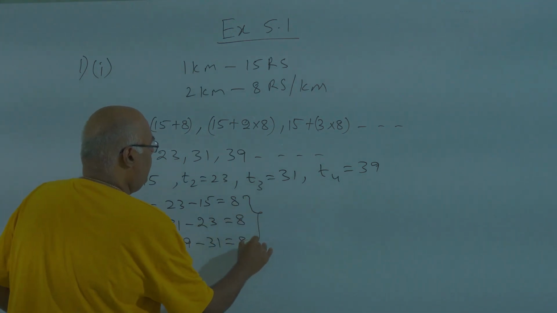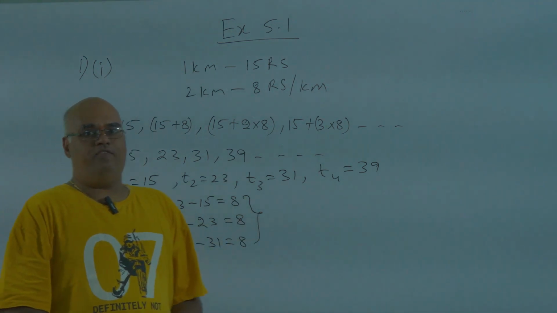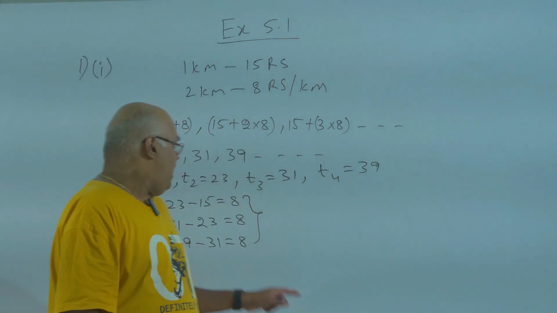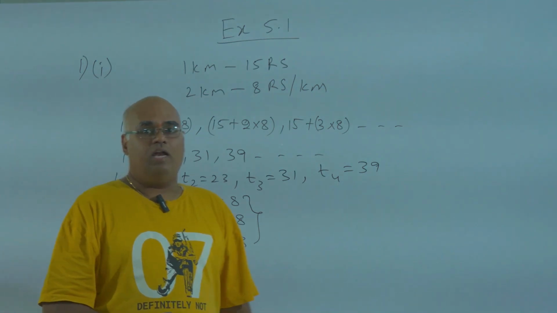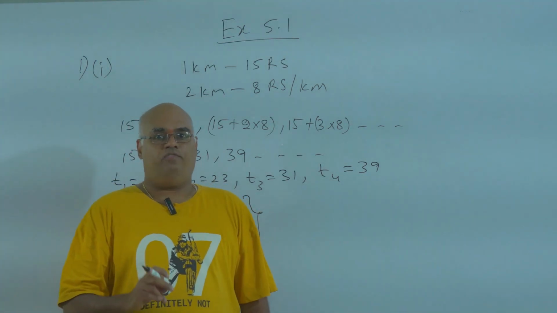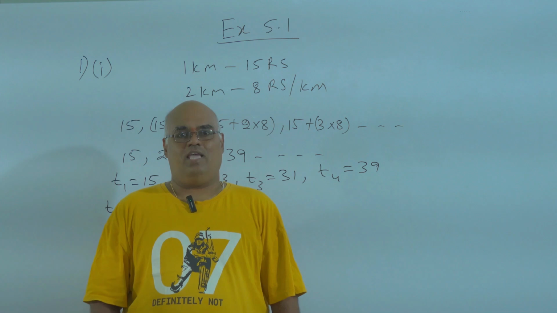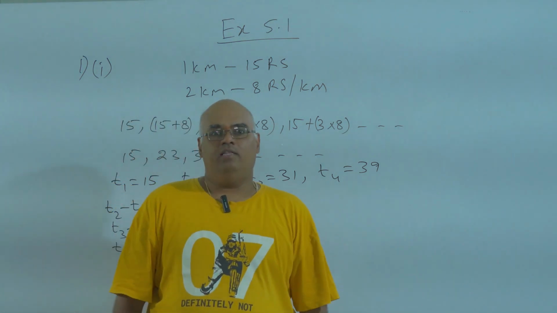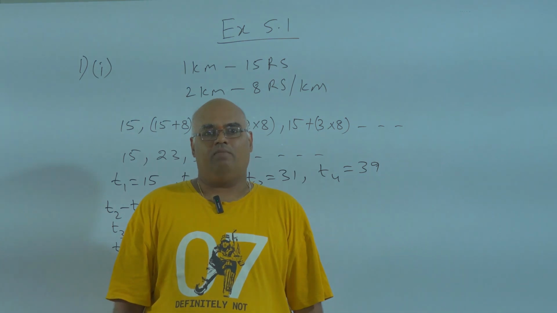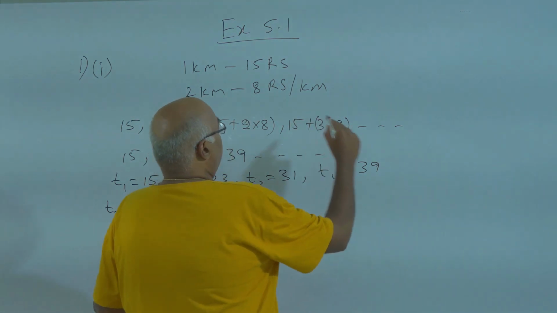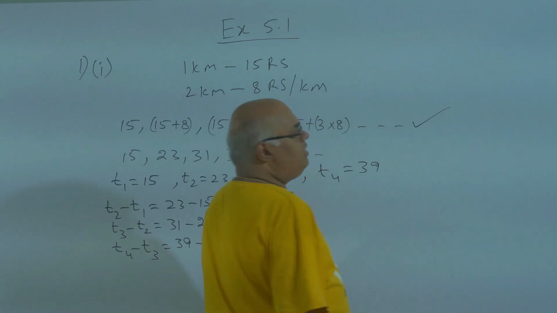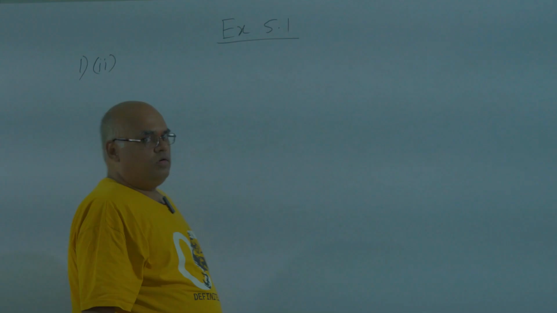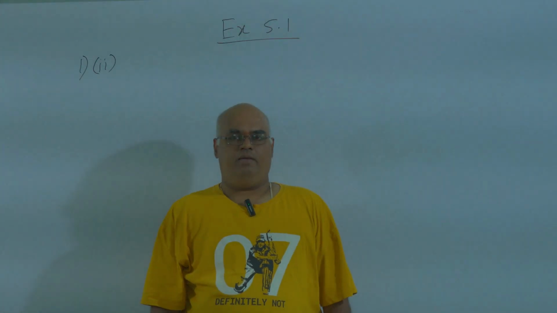If you observe here, when I take the difference between two consecutive fares, I get 8 in each case. That means the common difference is the same. The common difference here is 8. Therefore, we can say that the given taxi fare is in arithmetic progression. Now let us see the first question, second bit.